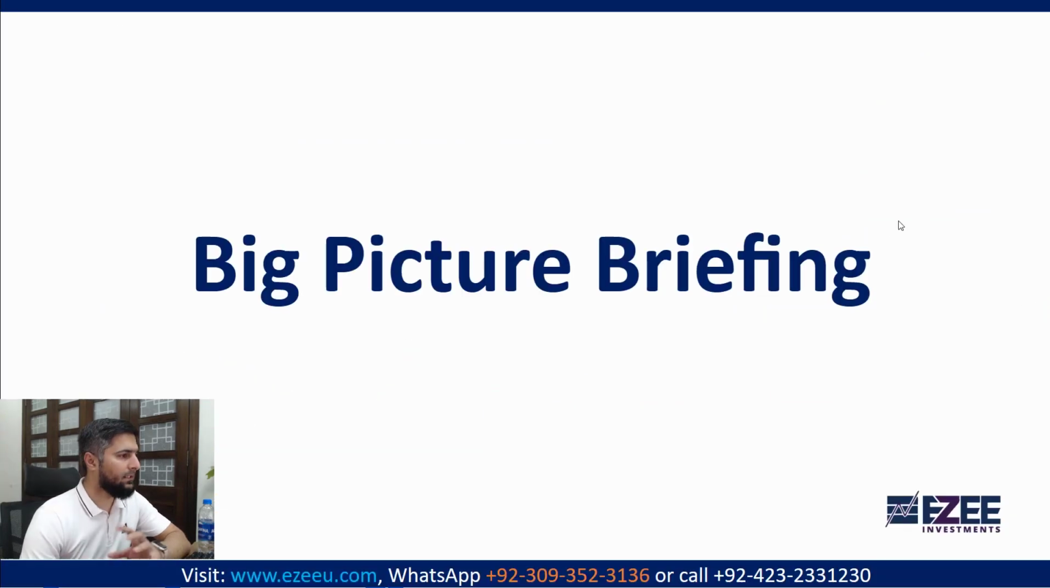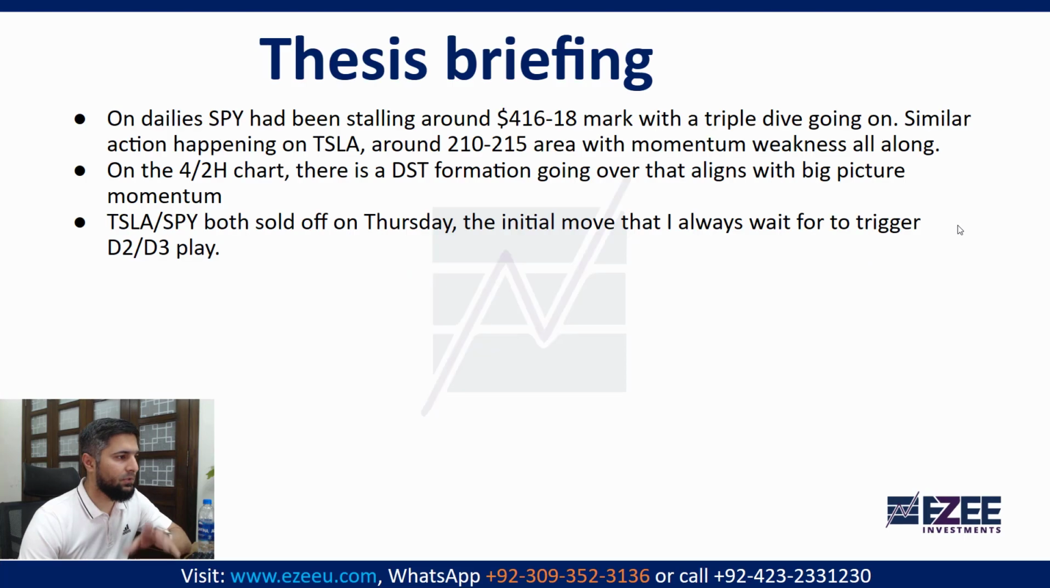Okay, then it comes down to the big picture briefing. In this slide I have explained what I was looking at behind all those charts which I have shared in the big picture chart section. So when I'm trading stocks, I always look at the SPY. SPY is basically an ETF of the S&P 500 and it represents the overall market. So when I'm trading stocks, I always try my best that the ticker I'm trading is aligning with the SPY as well.